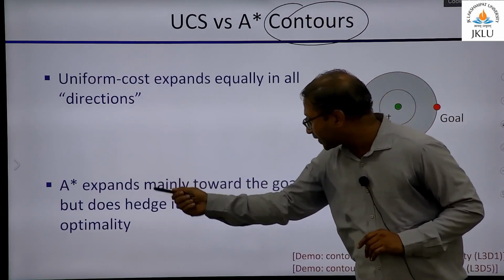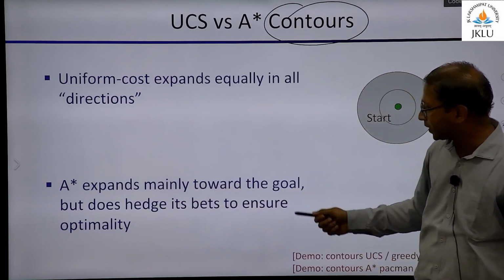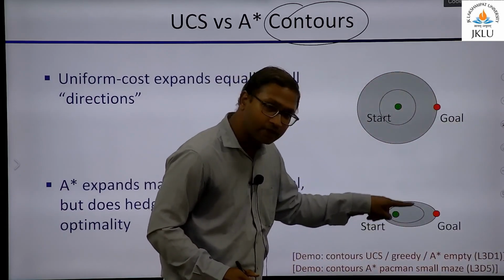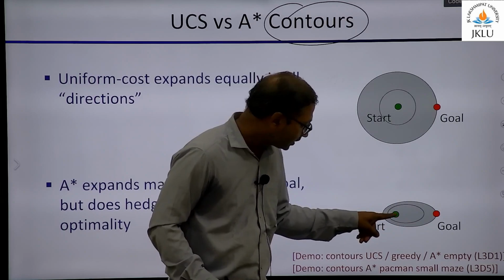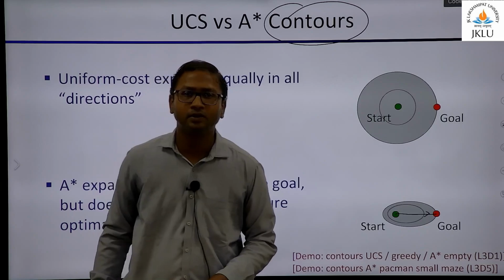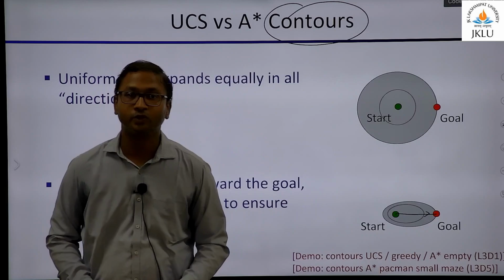A star expands mainly towards the goal but does hedge its bets to ensure optimality. So something like this. You won't be going in all the directions. Of course, it will not be a direct line joining this one, but you will explore much lesser than what you would explore in the UCS.